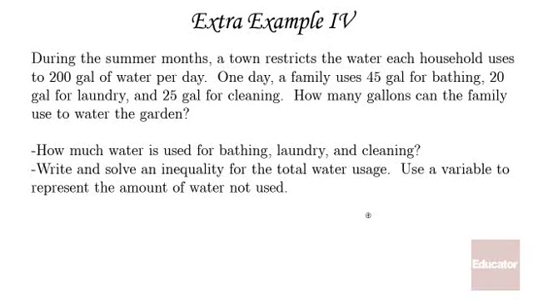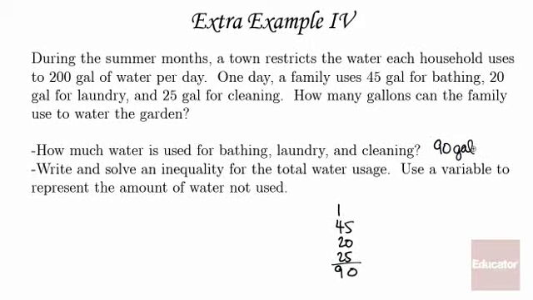During the summer months, a town restricts the water each household uses to 200 gallons of water per day. One day, a family uses 45 gallons for bathing, 20 gallons for laundry, and 25 gallons for cleaning. How many gallons can the family use to water the garden? Well, first let's find out how much the family has already used up. For bathing, 45 gallons. For laundry, 20 gallons. And for cleaning, 25 gallons. So the family has already used up 90 gallons.